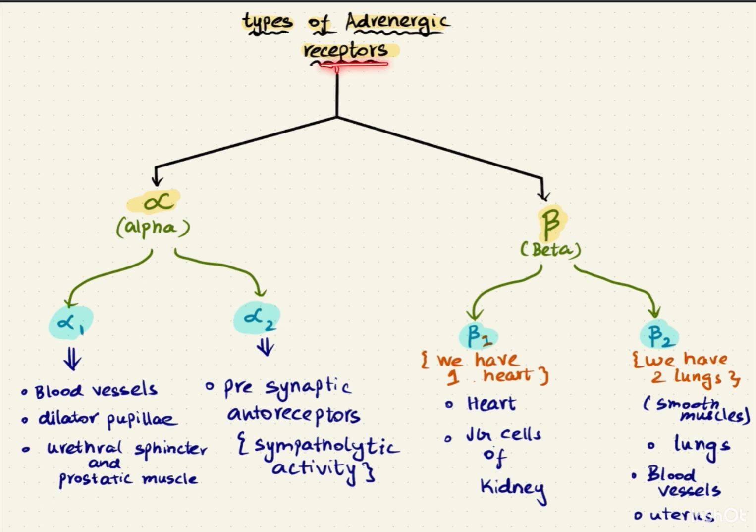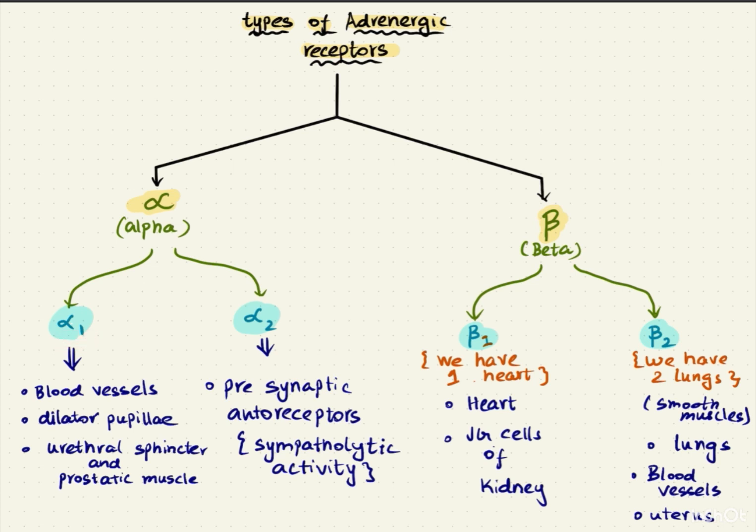Broadly, adrenergic receptors can be classified into two types. We have the alpha type and the beta type. Alpha receptors can further be classified into alpha 1 receptors and alpha 2 receptors. Similarly, beta receptors can be classified into beta 1 and beta 2 receptors. We also have beta 3 receptors, but they are less significant, and beta 1 and beta 2 are more important. Now, let us look at the location of these receptors.